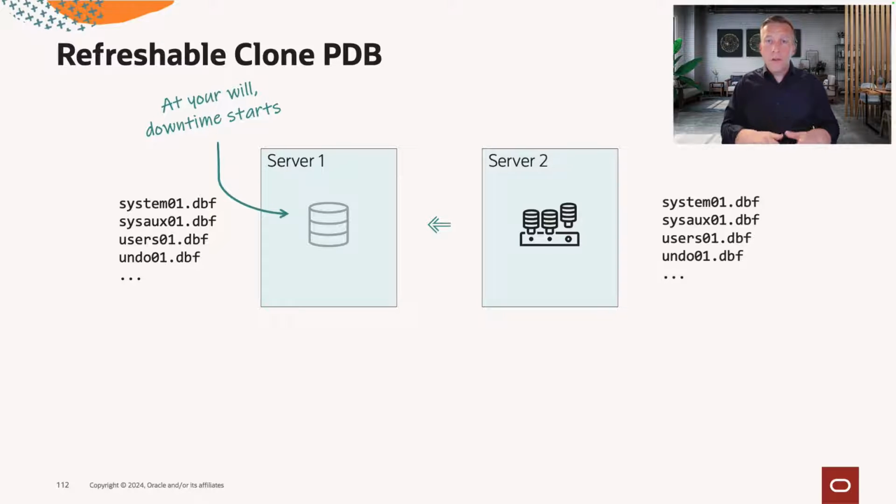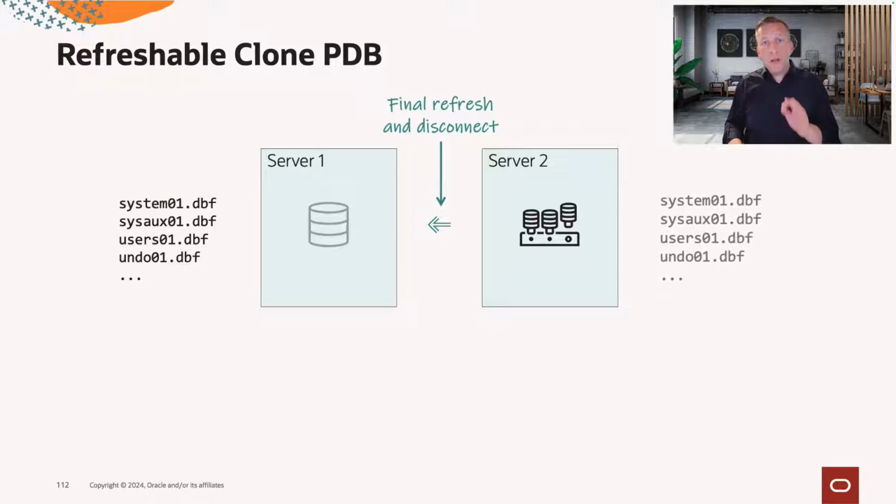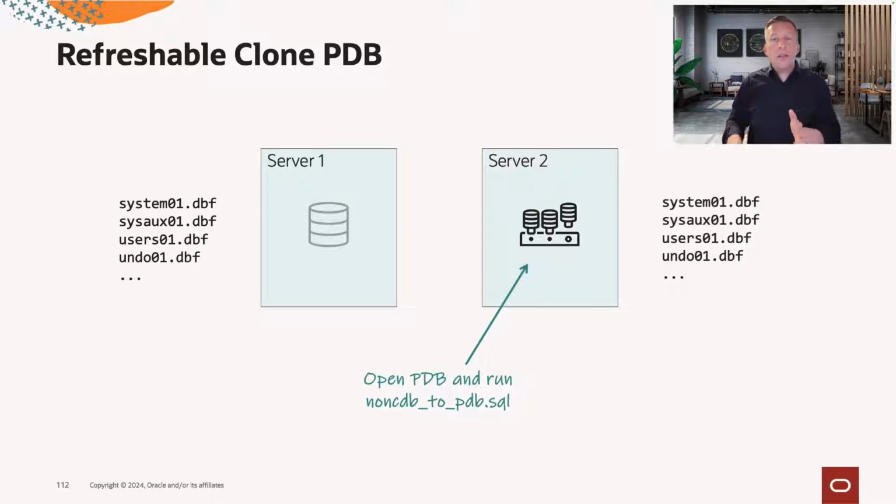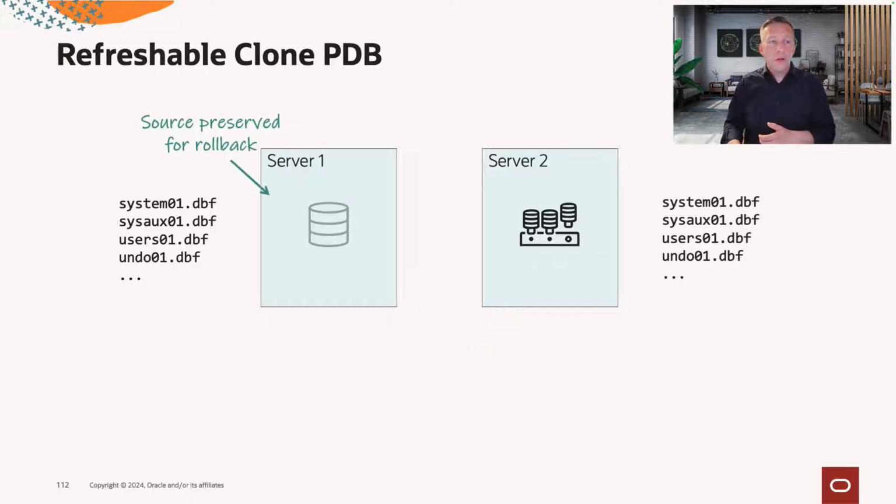At your will, you can shut down the application, disconnect users from the source non-CDB, and we can do a final refresh, bring over the very last changes from the non-CDB, and roll forward the data files in the container database. Then we can cut the connection and convert it into a proper PDB. So we could really limit the downtime here. We just need to do the final refresh. And the source, we don't touch it at all. So we have it sitting there in case something happens with the migration.